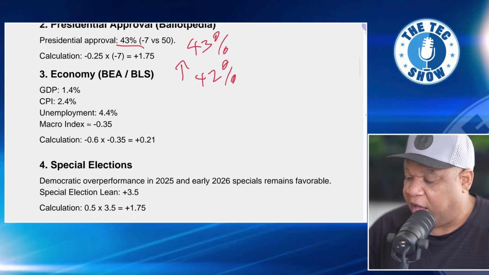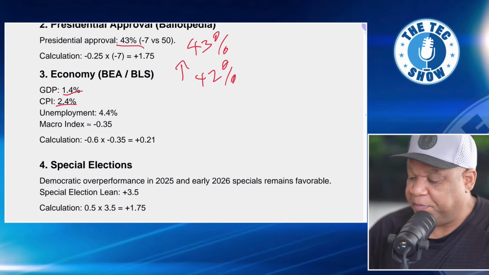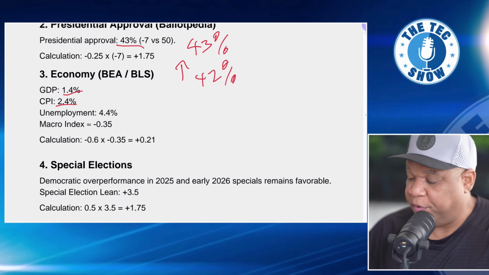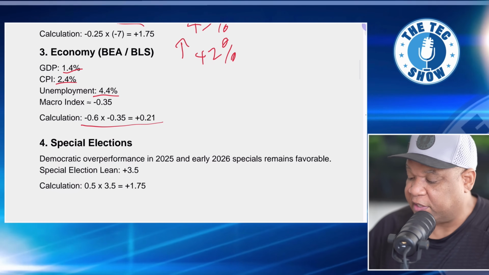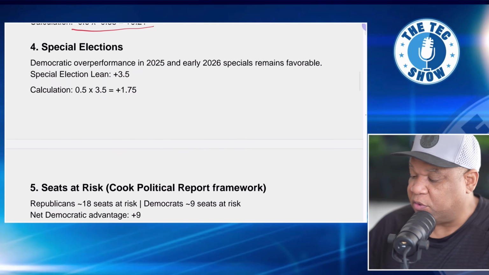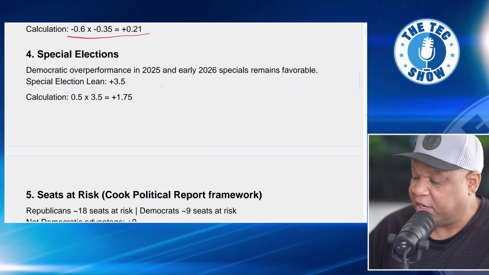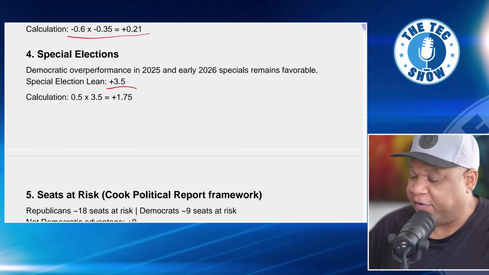Okay, looking at the economy, GDP at 1.4%. CPI, so we're talking about inflation, at 2.4%. Unemployment ticked up a little bit, 4.4%. And so this is the calculation here. And we'll talk about the calculations at the very end. It'll all make sense. So we're talking about special elections. This has ticked up just a little bit. Now it's plus 3.5, and that favors Democrats.